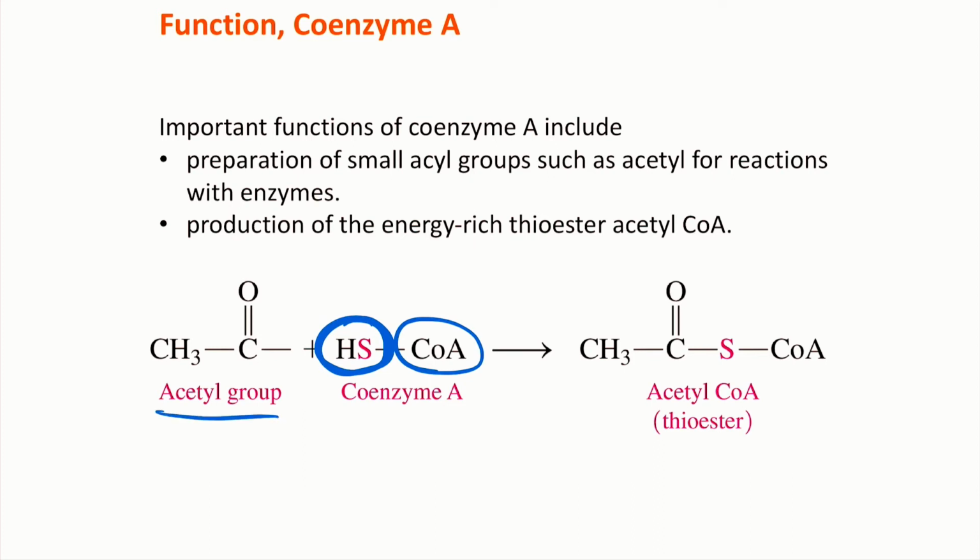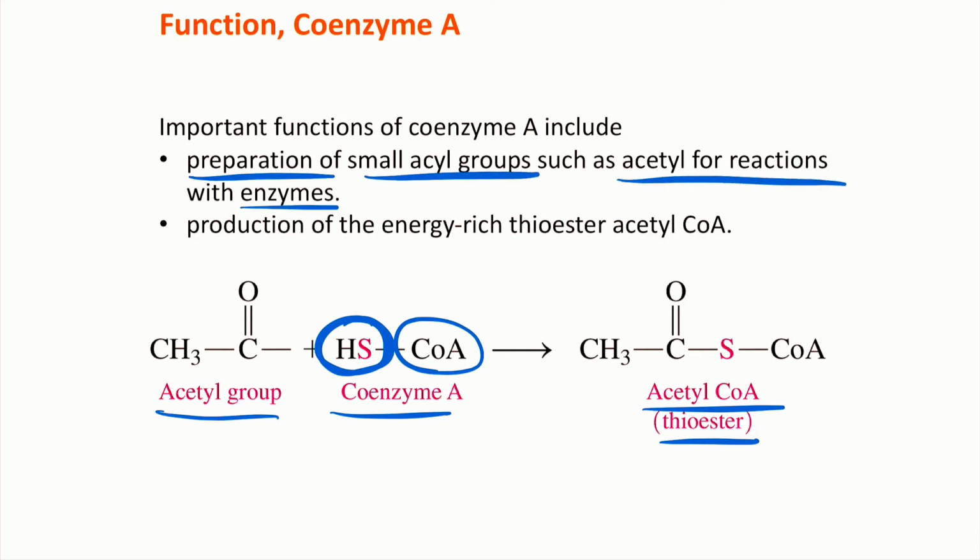So if you take an acetyl group and bond it with CoA, we create acetyl-CoA, which is a thioester, one of the most common compounds that you see in the citric acid cycle. So what are the important functions of CoA? It prepares small acyl groups such as acetyls for reactions with enzymes, and it's also involved in the production of the energy-rich thioester acetyl-CoA, which is used in the citric acid cycle in the production of ATP.